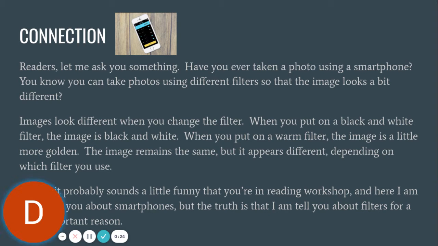So let me ask you something. Have you ever taken a photo using a smartphone? You know how you can take photos using different filters so that the image looks a little bit different? Images look different when you change the filter. When you put on a black and white filter, the image is black and white. When you put on a warm filter, the image is a little more golden. The image remains the same, but it appears different depending on which filter you use.